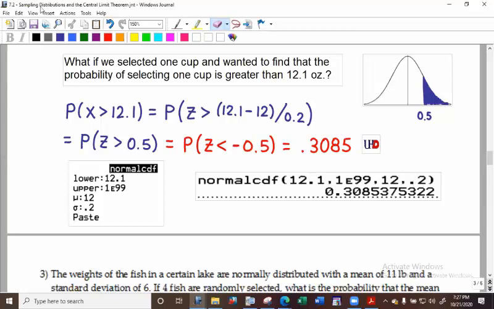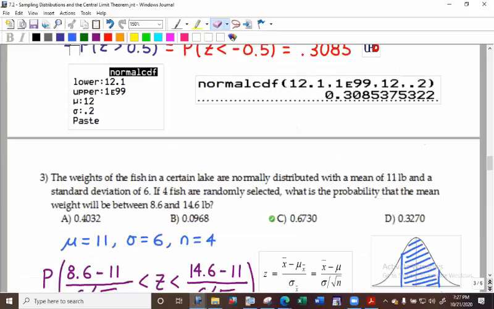All right, so weights in a certain fish are normally distributed with a mean of 11 and standard deviation of 6. If 4 fish are selected, what's the probability that the mean weight, in other words, the average weight of those 4 fish is between 8.6 and 14.6 pounds.